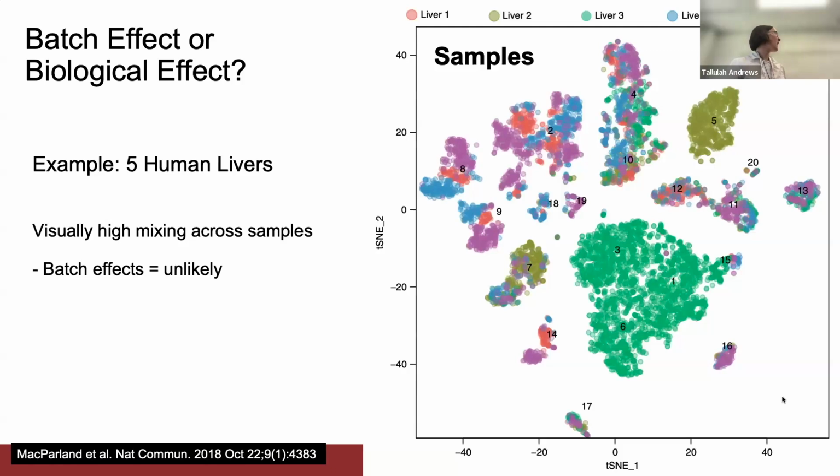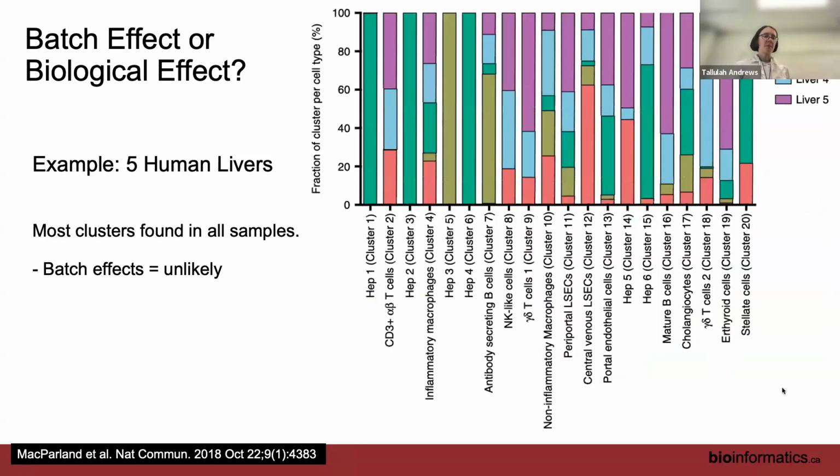So in this case of our 5 healthy human livers, we saw visually that we have significant mixing of different samples for most of our clusters, which means it's unlikely to be batch effects. If we then visualize this as a bar graph where we see the contribution of each sample to each cell type we annotated, we can again see that most of the clusters are found and have cells from all of the samples. So again, it's unlikely to be batch effects.